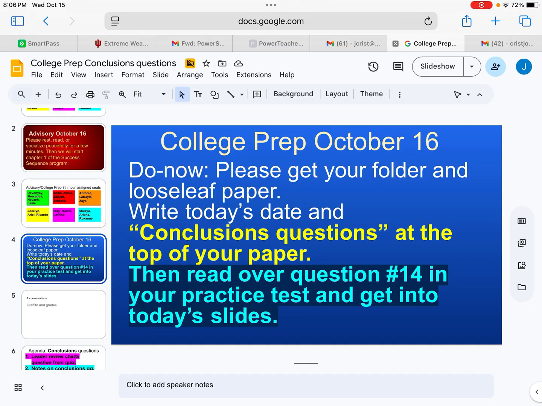If you are working from home, please get a piece of paper, label it with today's date, and the title "conclusions questions" at the top of your paper. You'll use it to take notes, and then if you're working from home, you can upload a picture of your notes to the assignment.